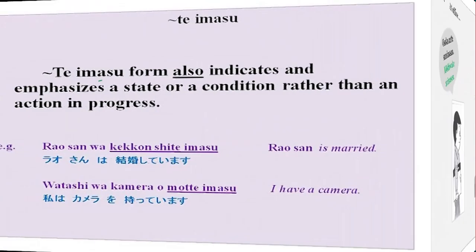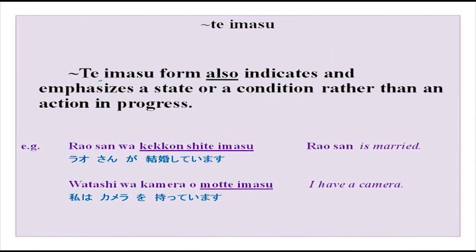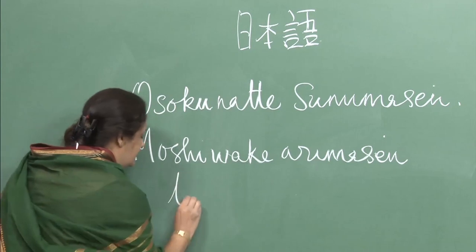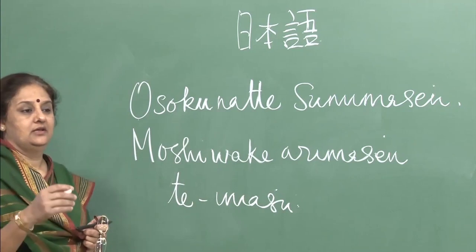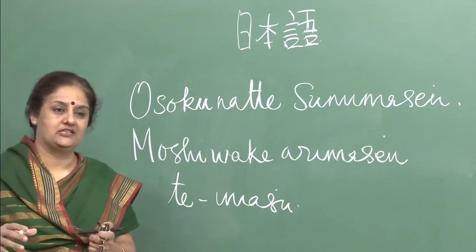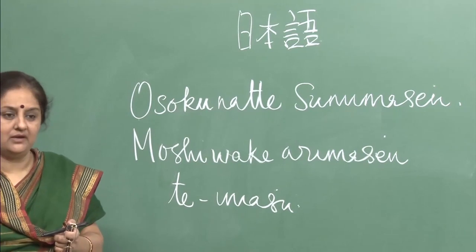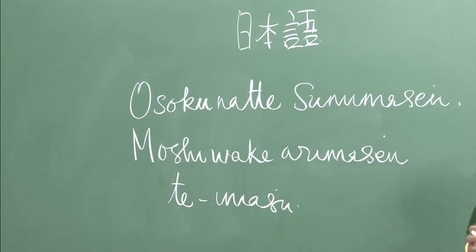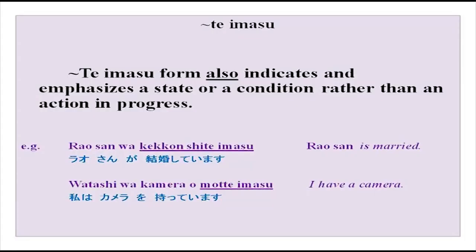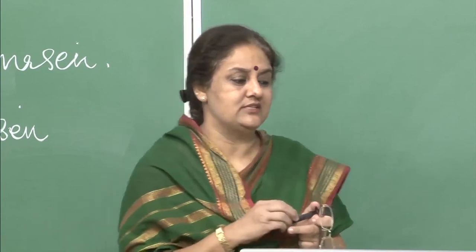Now, in our last class, we had done te imasu form, of course, which shows an action in progress. An action was happening now. It is happening now and is also happening now for a short while, and then that action stops. So, in continuous tense. Today we will do te imasu again, but it shows a condition.